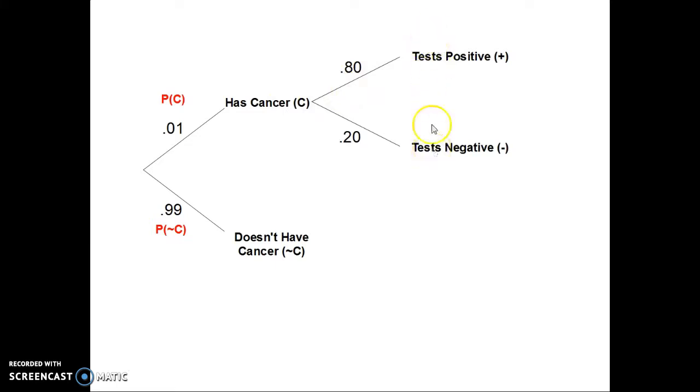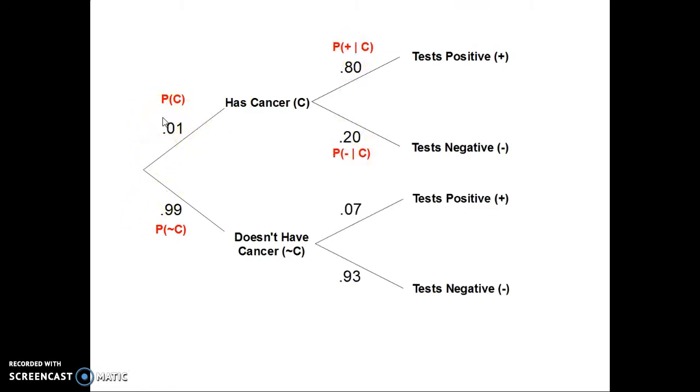But given that you have cancer, there are two possible outcomes. You either test positive or test negative. So these are the conditionals. Given that you have cancer, the conditional probability of testing positive is 80%. Great. So these are familiar things, just represented differently. Likewise, given that you do not have cancer, the probability of testing positive is 7%, and the probability of testing negative is 93%.